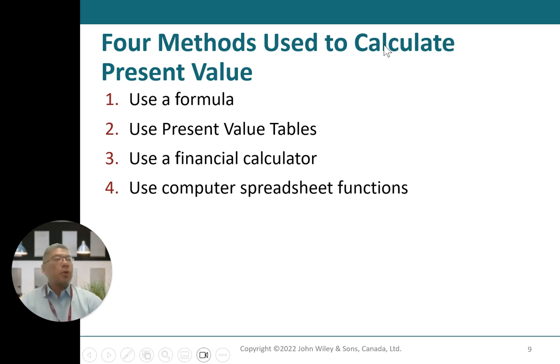Right? The methods to use to calculate present value: number 1, using a formula; using a present value table; using a financial calculator; and using computer spreadsheet functions. I prefer to use a financial calculator, which is easier. In the 80s, there was no financial calculator, so we used the tables. But now you can also use a spreadsheet in Excel or any open source spreadsheet like Google Sheets and others.